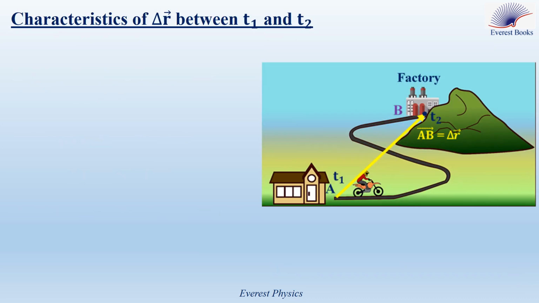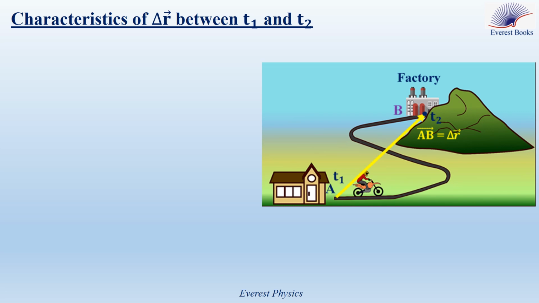Let's move to the characteristics of the displacement vector delta R between two instants t1 and t2. In this figure, Tom leaves his house at point A at the instant t1 and goes to the factory at point B where he works. Tom moves on a curved path.